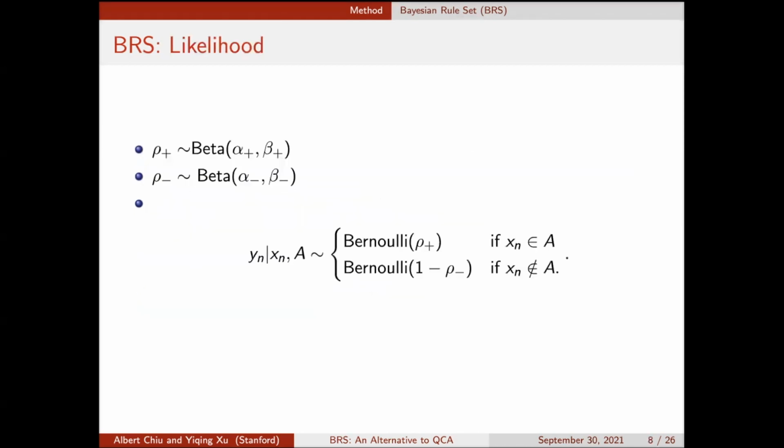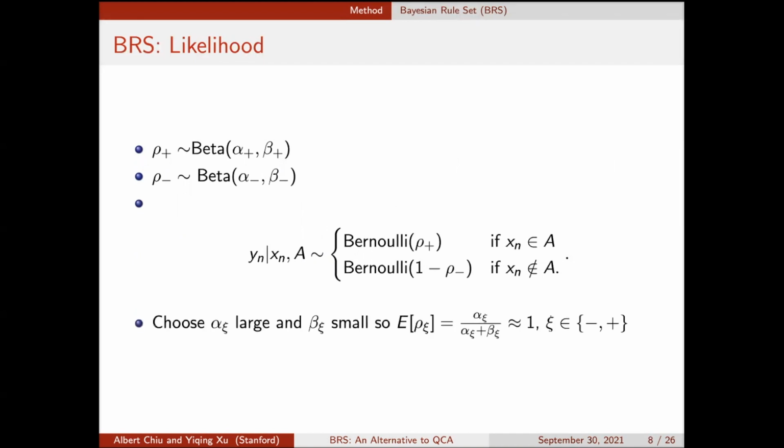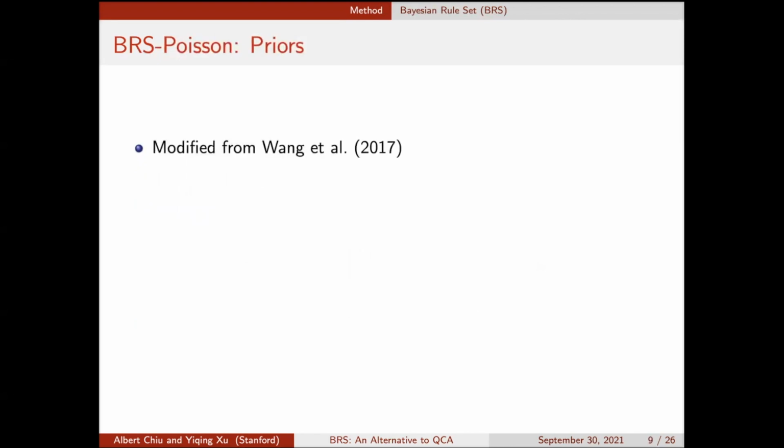And so the likelihood of one point being classified as having positive outcome is going to be distributed Bernoulli, conditional on whether it's going to be in the rule set. And the probability is going to be drawn from a beta distribution with different parameters depending on whether or not it's in the rule set. And so we can choose these parameters such that the model rewards correct classification and penalizes incorrect classification.